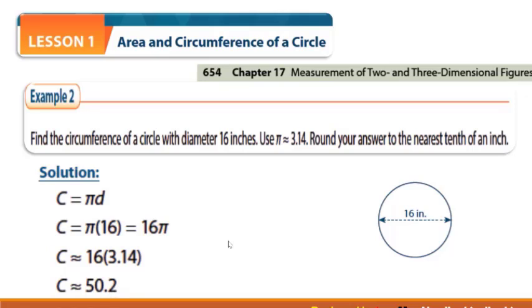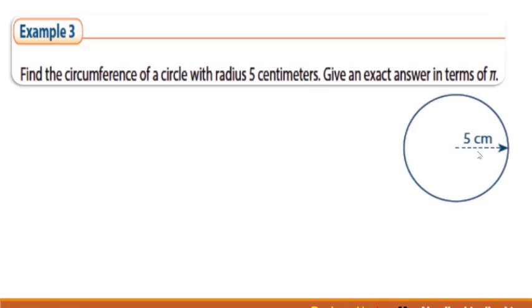This is one decimal place. Now we're going to another example. I give you the last example, example 2, with a diameter, but here I give you the radius. My radius is 5 centimeters. So we have a circle with radius 5 centimeters. This means half of the diameter. So we have to reuse this formula.